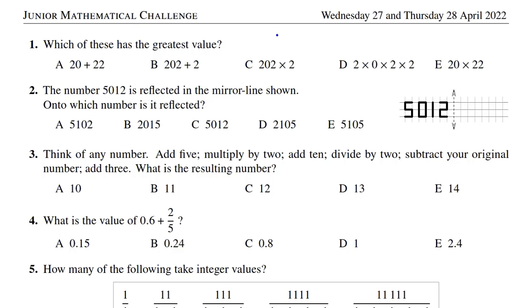Okay, let's start from the first problem. It says, which of these has the greatest value? The first one is 20 plus 22, which is 42. For each problem, first pause the video, try to do it by yourself, and then see the rest. This one is 204, this one 404, this one 2 times 0 times 2 times 2, and this one 440. And as you can see, E is the greatest one.